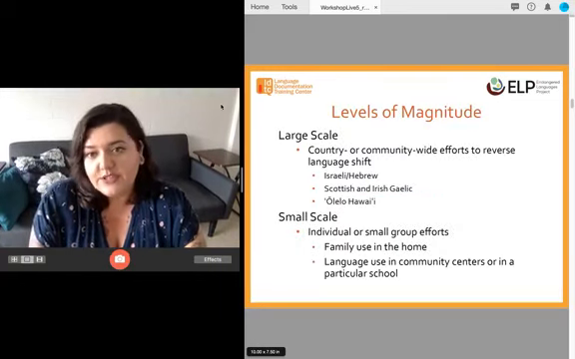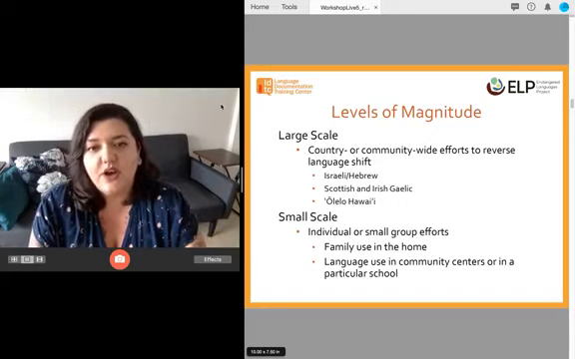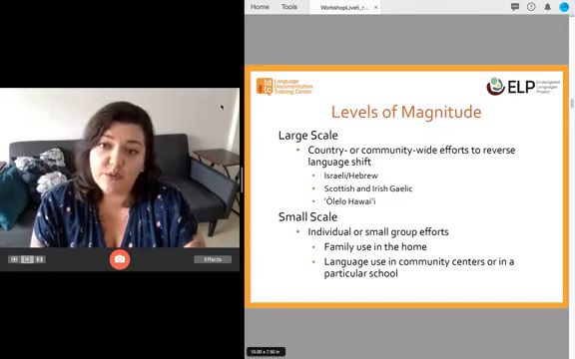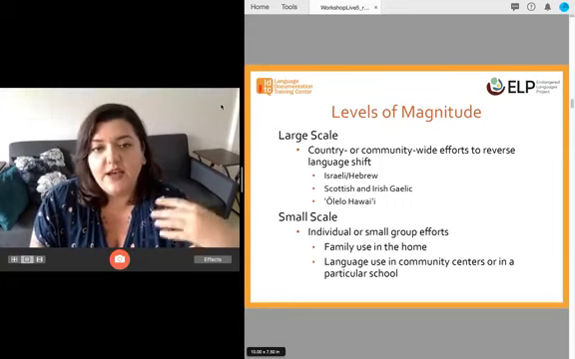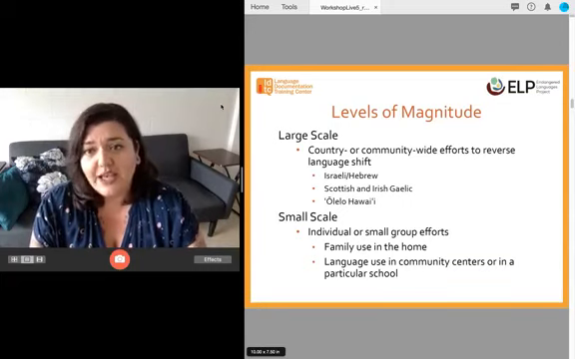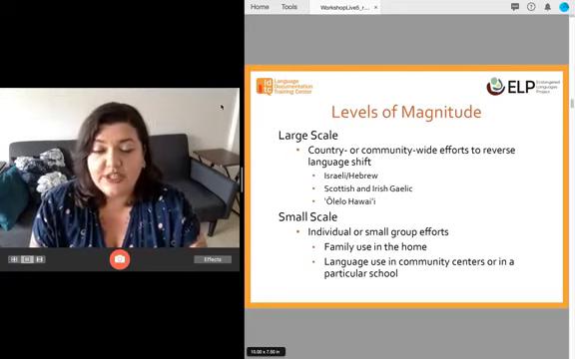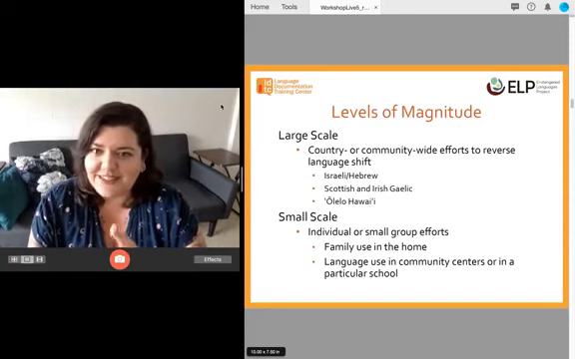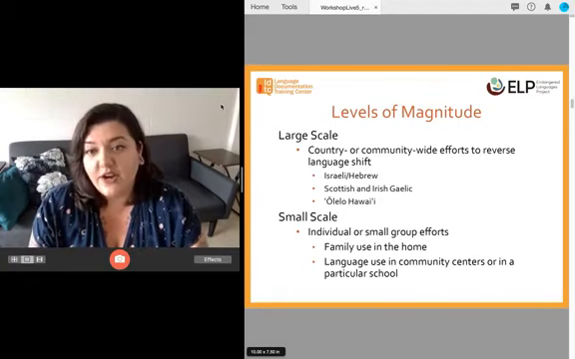So in terms of levels of magnitude, we can divide these into two different categories, large and small. Large are going to be your country-wide or community-wide revitalization efforts. And so things like Hebrew in Israel, that was a country-wide revitalization movement, and it was funded by the government, and everybody spoke Hebrew and learned Hebrew. Same thing with Scottish and Irish Gaelic. I'm still not sure how to pronounce that correctly. But that's, again, a very large-scale movement.